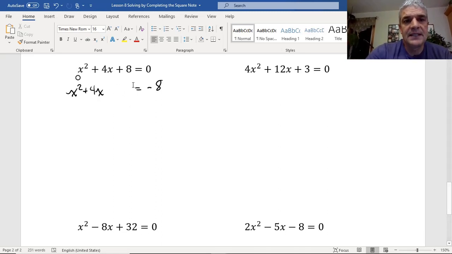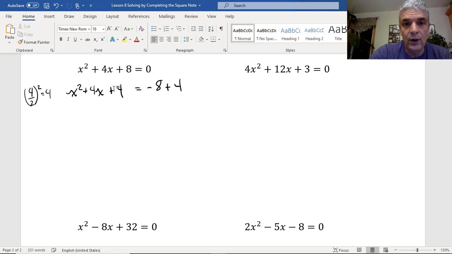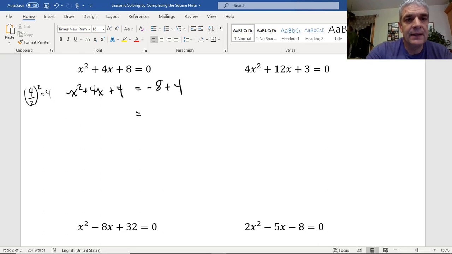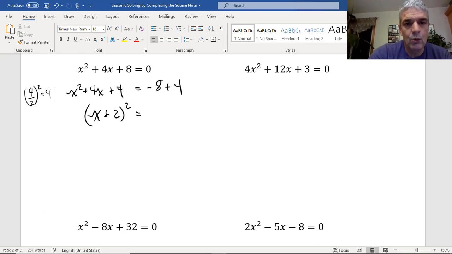And then I want to find my c value. To find my c value, I take my b value, in this case it's 4, divide it by 2, and square it. And that will turn into my c value, which I'm going to write right here. So that will actually equal 4. So I'm going to add 4 here, and then I add 4 over here as well. And so now I end up factoring this to be x plus 2 squared equals minus 4.